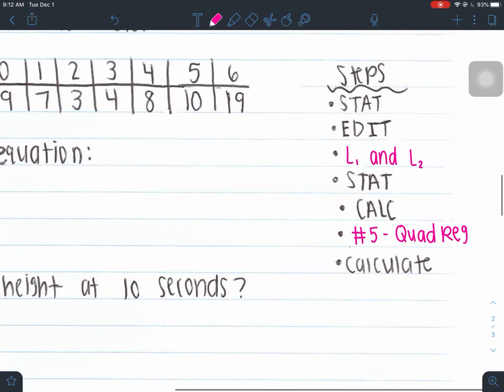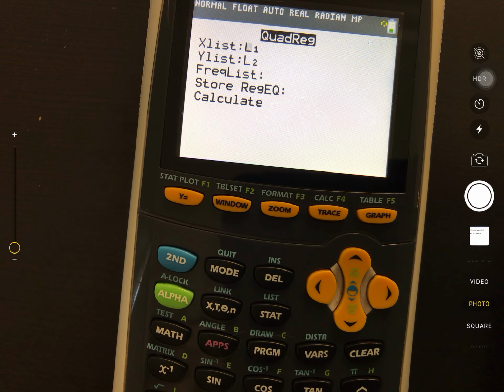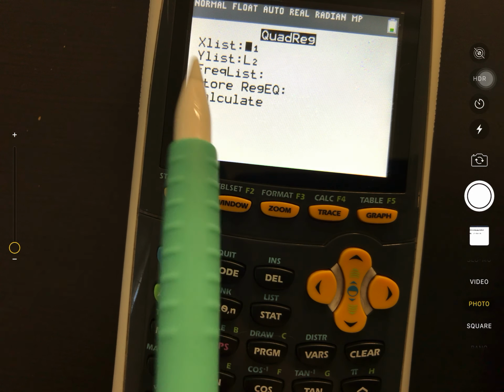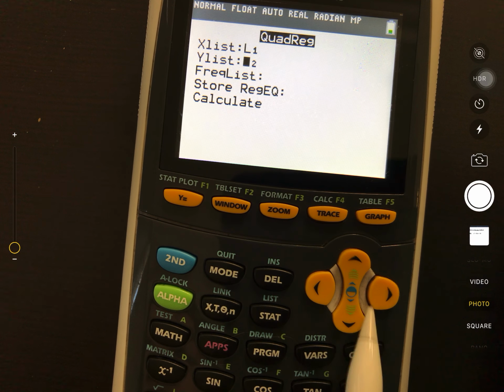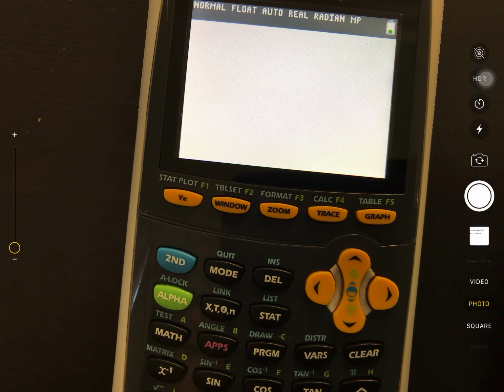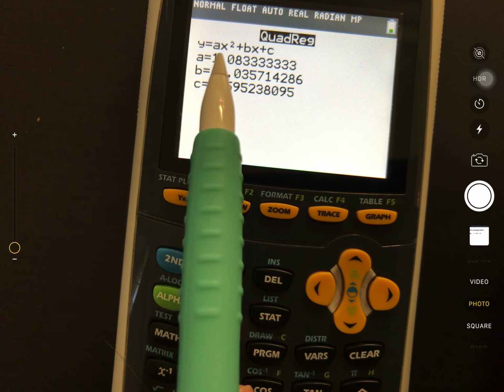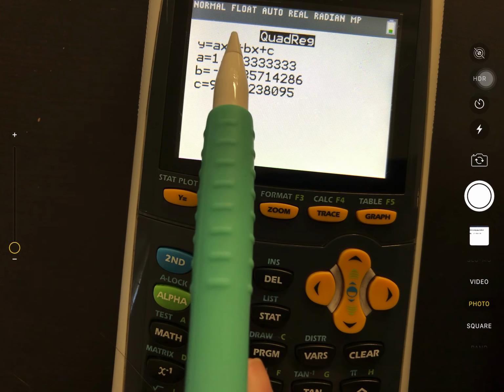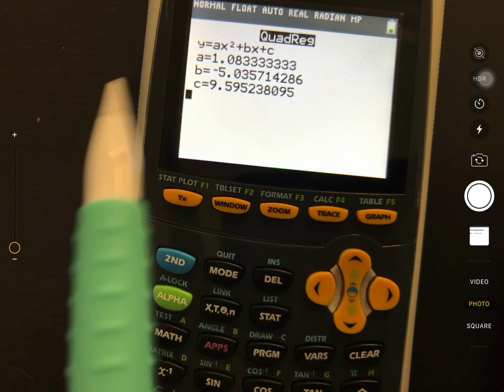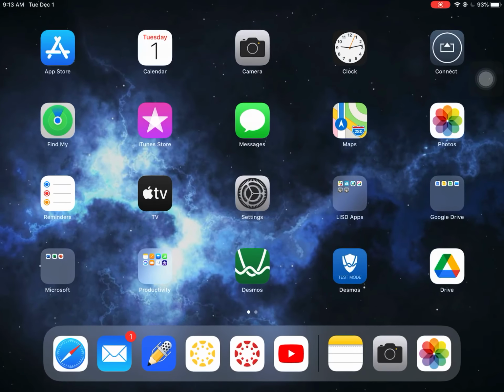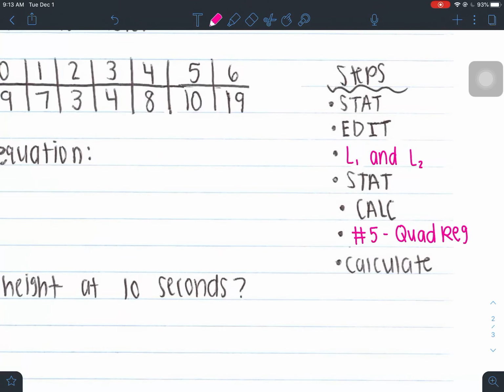quadratic regression. Okay, so I'm going to press number 5, and then it's going to say X is your L1, Y is your L2, that's correct, and you're going to go down and press calculate. All right, and then it's going to give you an equation in standard form, y equals ax squared plus bx plus c. So we know standard form, and then it gives you your a, your b, and your c. So go ahead and write those down in my notes just so I don't have to hover over my calculator anymore.